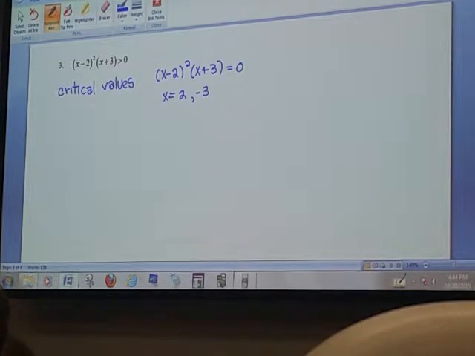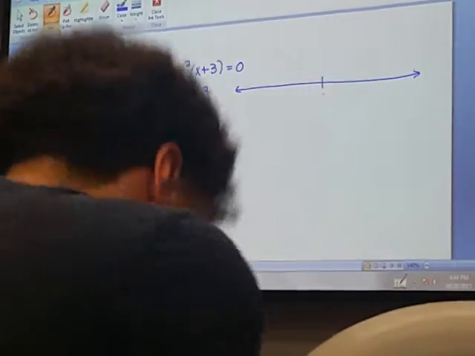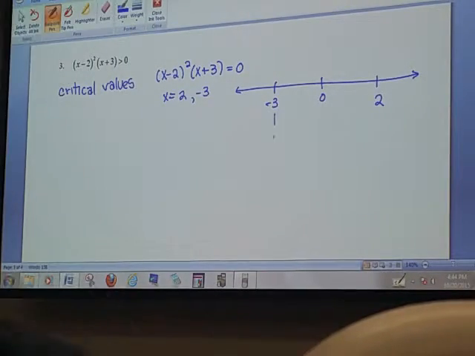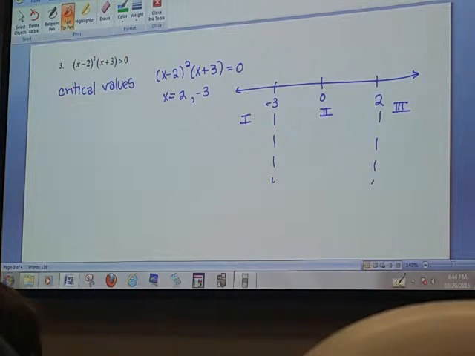If it were x squared minus 4, that's a positive 2 and a negative. So I've got 2 numbers here. I've got negative 3 and 2. My 1, 2, my 3. I'm going to pick negative 4 back here. I'm going to pick 0 here. I'm going to pick 3 over here.